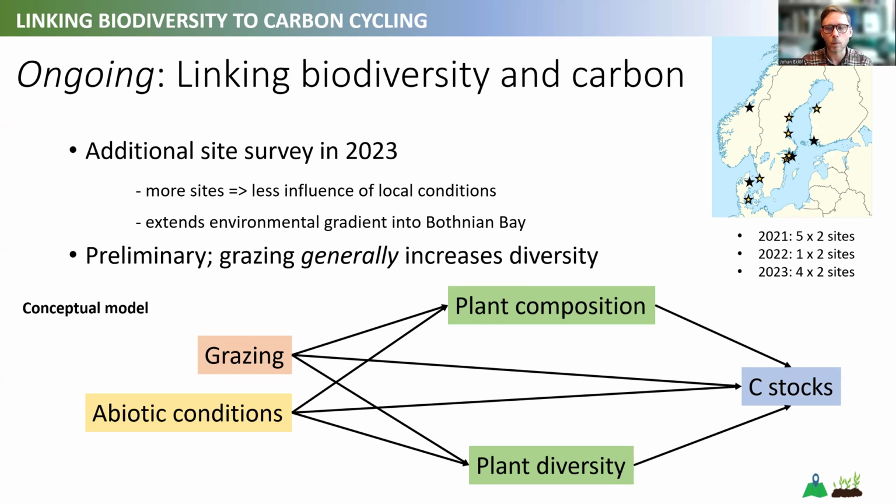And we are in the process now of going deeper into this data, linking grazing and abiotic conditions, for example salinity, to both plant communities and plant diversity. And then we are going to be using different types of causal modeling tools to look at how these factors indirectly influence carbon stocks. Next, please.